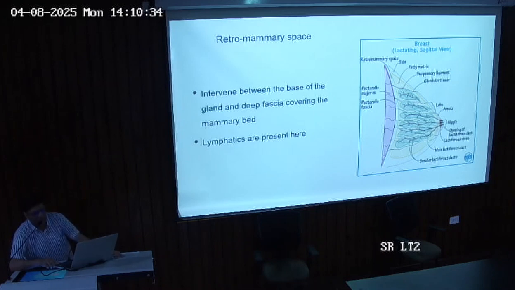So in this diagram you can see the retromammary space, skin, fatty matrix, then the suspensory ligament, glandular tissue, then areola, nipple, and one lobe. There are openings of the lactiferous ducts at the summit of the nipple, lactiferous sinuses, then the main lactiferous ducts and smaller ductules.